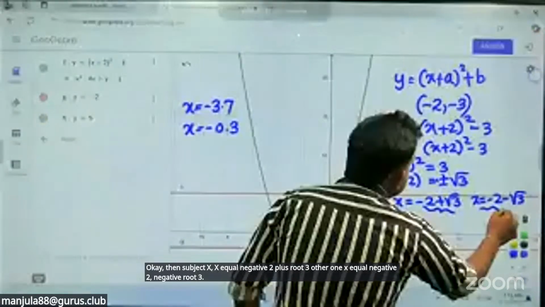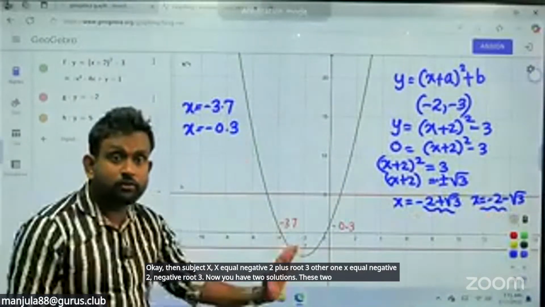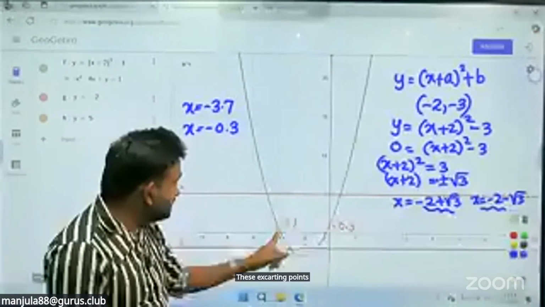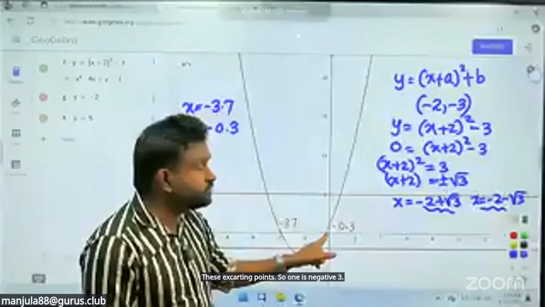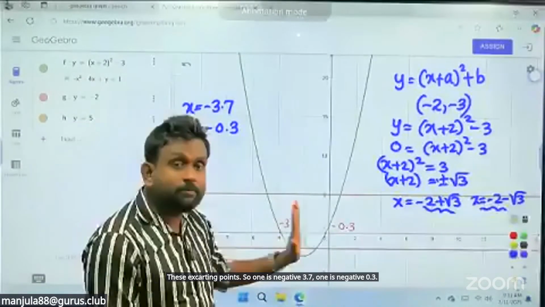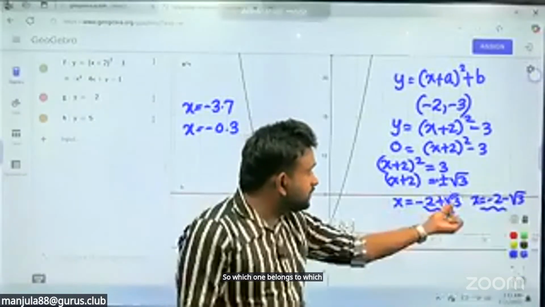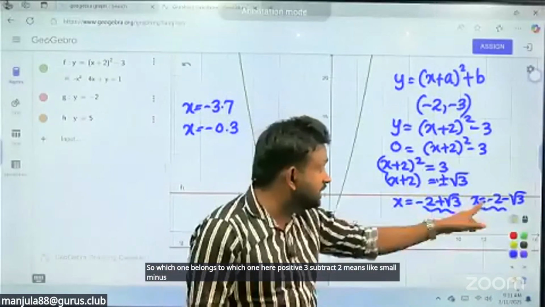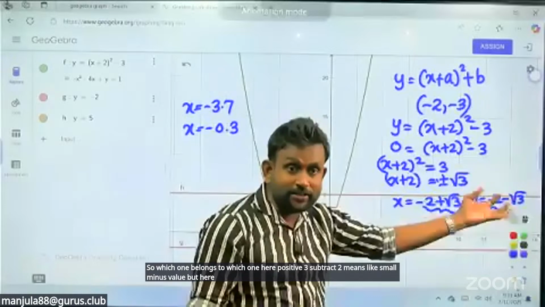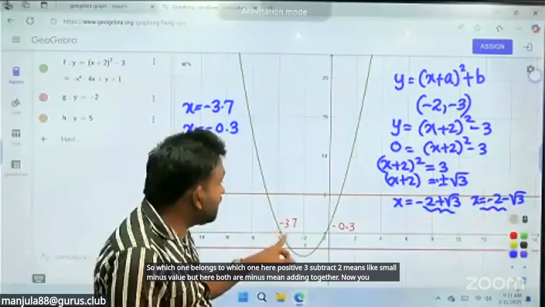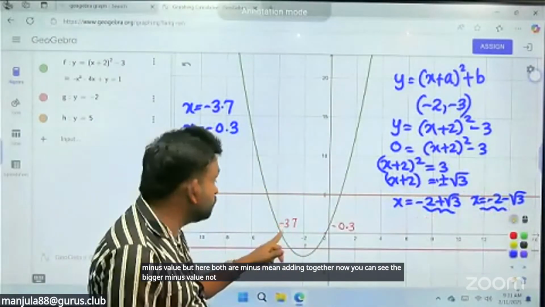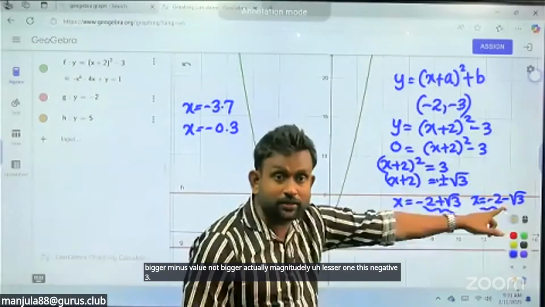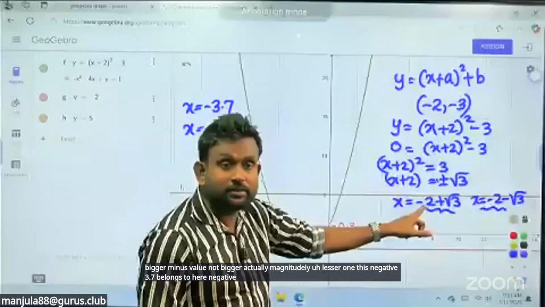Now you have two solutions. These two solutions are graphically also given. How? These x cutting points: one is negative 3.7, one is negative 0.3. So which one belongs to which? Here, positive 3 subtract 2 means a small minus value. But here, both are minus, meaning adding together. Now you can see the magnitude-wise lesser one, negative 0.3, belongs to there, and negative 3.7 belongs to here.